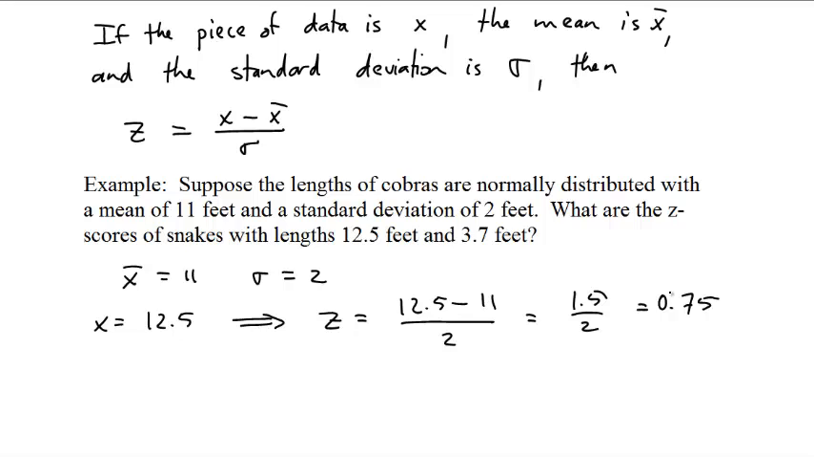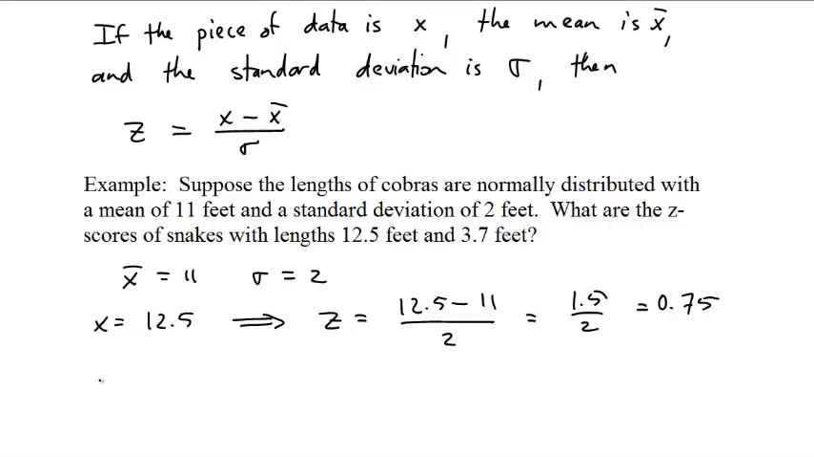Two-thirds of the cobras out there are going to have a z-score between -1 and +1 because of the empirical rule. 68% of all the cobras are somewhere between z-score of -1 and z-score of +1. The empirical rule says that 95% of all the cobras are somewhere between -2 z-score and +2 z-score. The cool thing is, if you want to talk about cobras, you have to talk about the 11 feet and the 2 feet. If you want to talk about z-scores, you're talking about anything that's normally distributed at once.